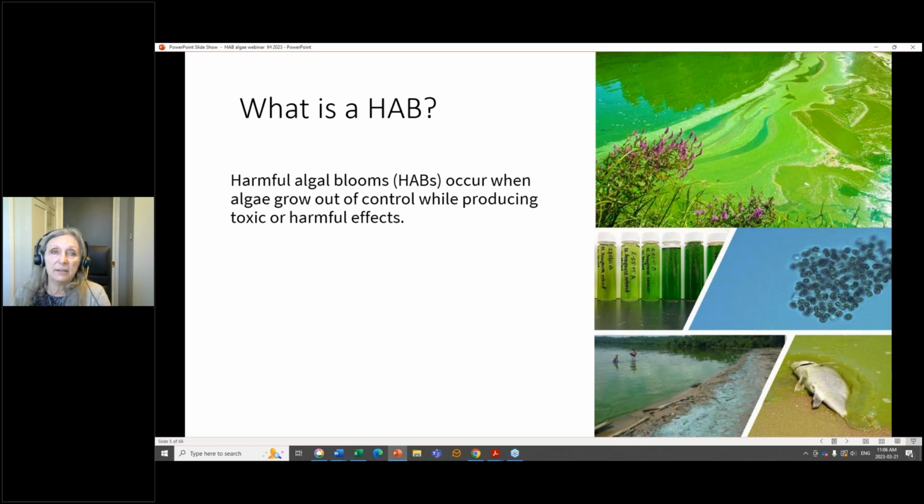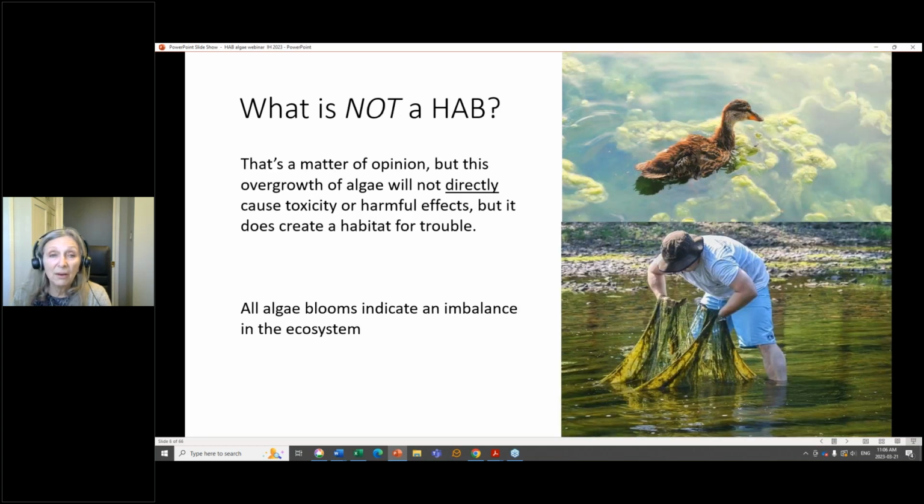So what exactly is a harmful algae bloom? By definition, that's when algae grow out of control while producing toxic or harmful effects. What's not a harmful algae bloom? Well, that's a matter of opinion, but it always involves an overgrowth of algae, but in this case does not directly cause toxicity or harmful effects, but it does create a habitat for trouble. And all algae blooms indicate an imbalance in the ecosystem, usually nutrient enrichment or modified hydrology.